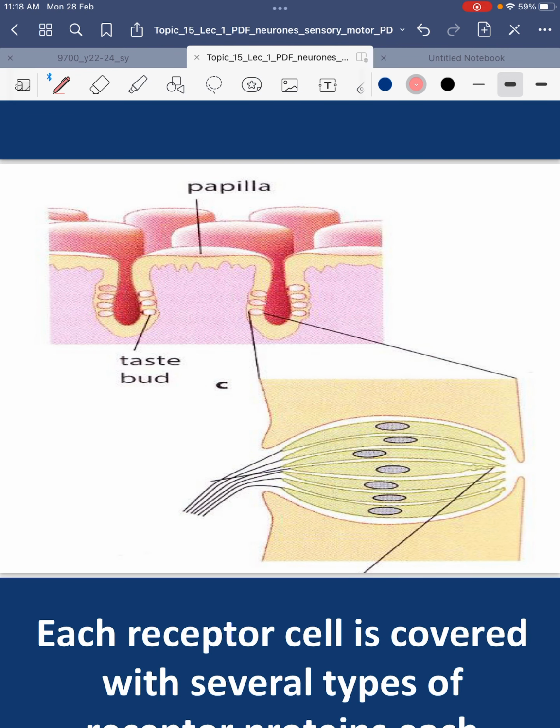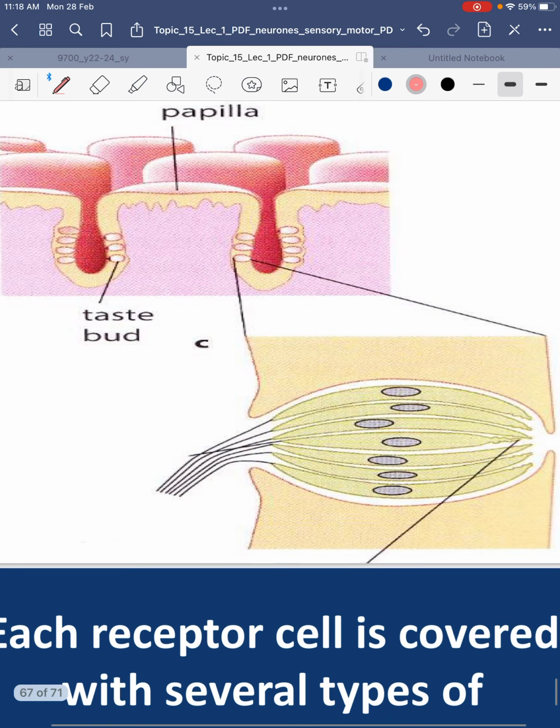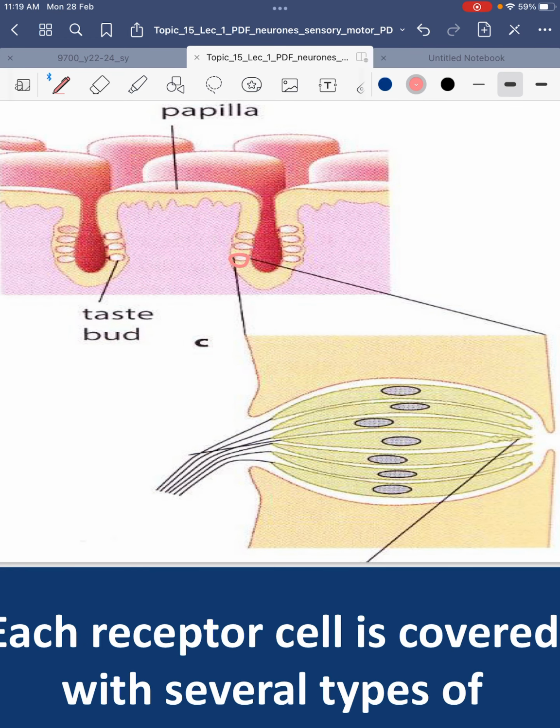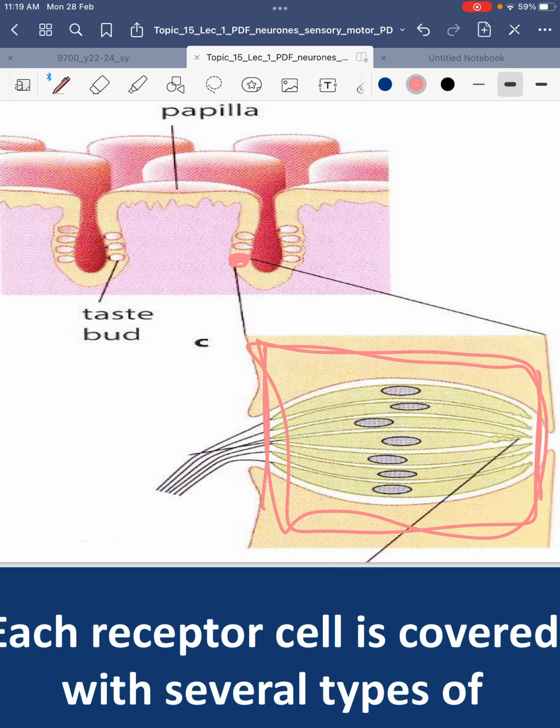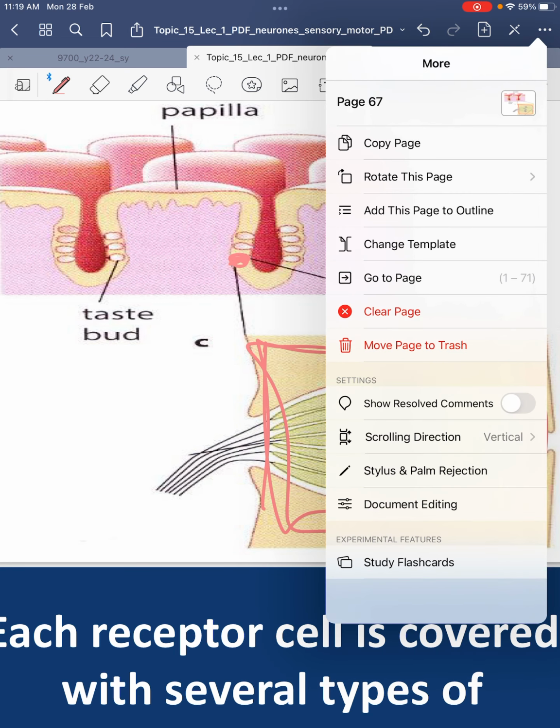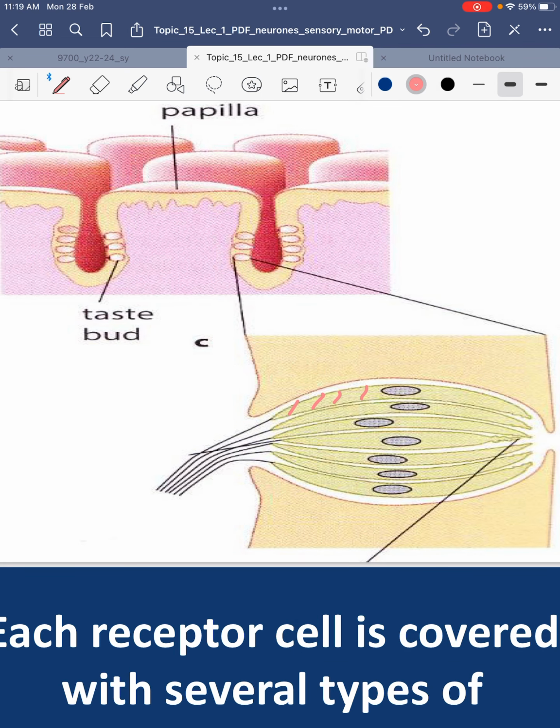So you can see here, just looking at one taste bud, it has many specialized receptors. This is one specialized receptor, another one, another one, and so on. This is in one taste bud.